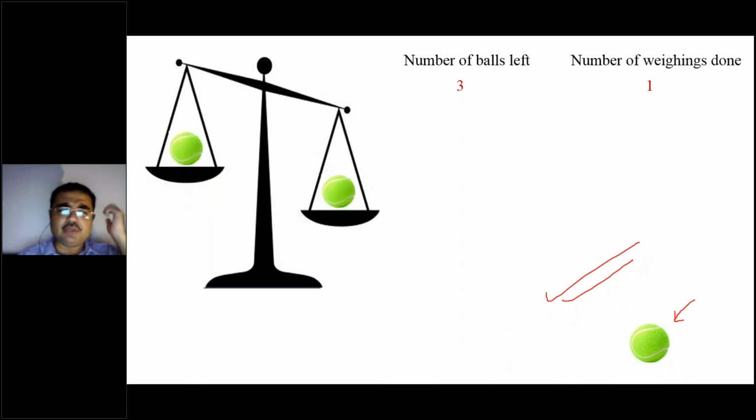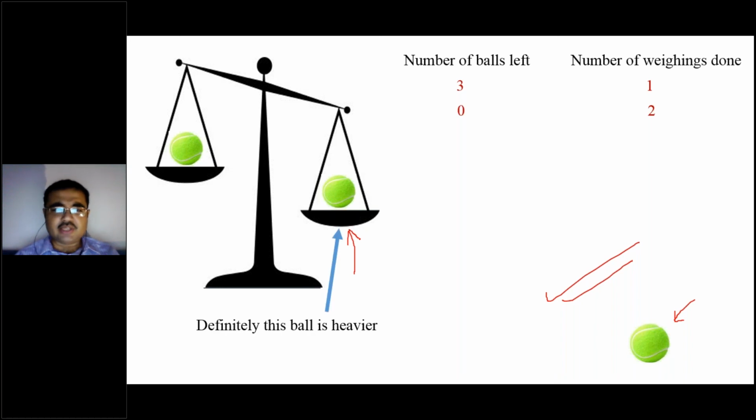Suppose it happens that it goes like this. You immediately say that this ball is heavier. You can say that this ball is heavier, and you detected it in 2 weighings, 0 balls are left now. You can also get rid of this ball and say that only this ball is heavier, these 2 balls are not. So within 2 weighings you could do it. But then again, it seems to be a better case.